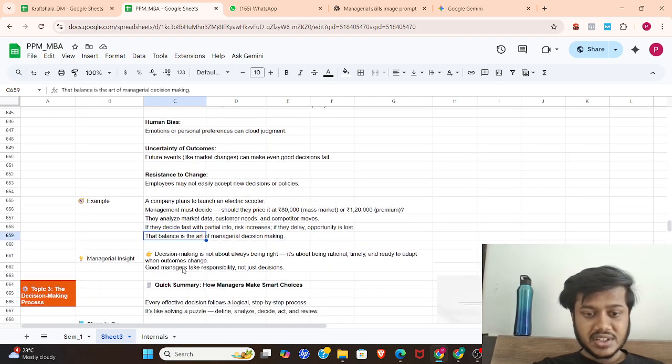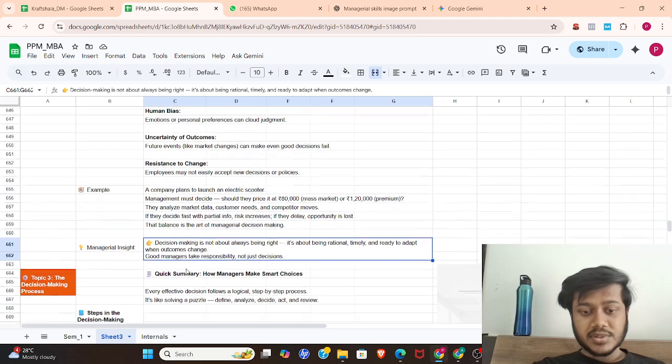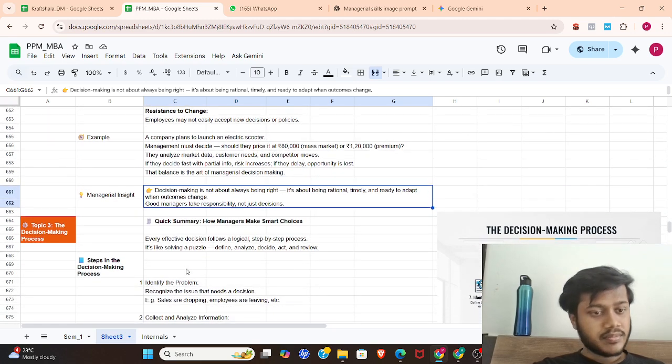Managerial insight: decision making is not about always being right. It's about being rational, timely, and ready to adapt when outcomes change. Good managers take responsibility, not just decisions.